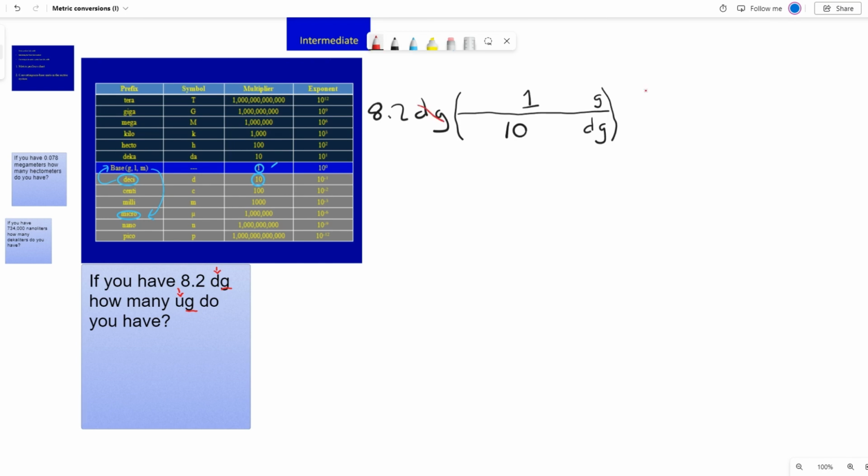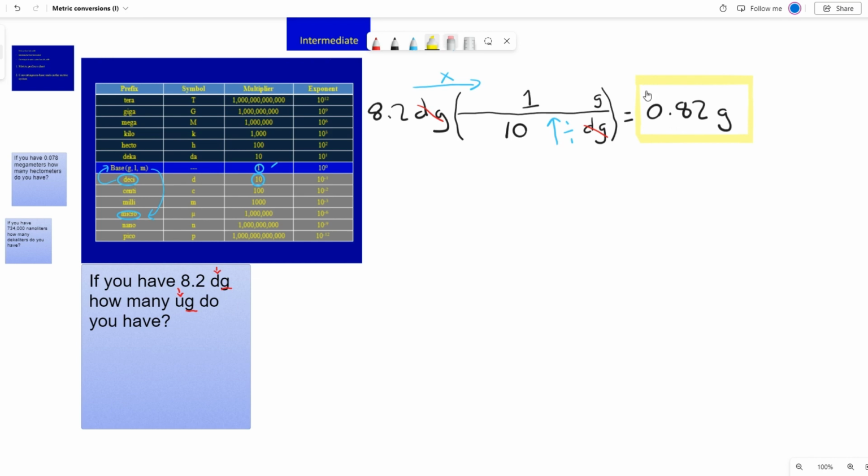Then we can see the decigram and the decigram will cancel out. As before, you just multiply across and divide up. So we take 8.2 times 1, which gives us 8.2. And then we divide 8.2 by 10, and that will give us 0.82. And the unit that it's going to be is grams because the decigrams canceled out. Now again, that's not our final answer. Our final answer, they're asking us to get into micrograms, but now we've at least got it into the base unit.